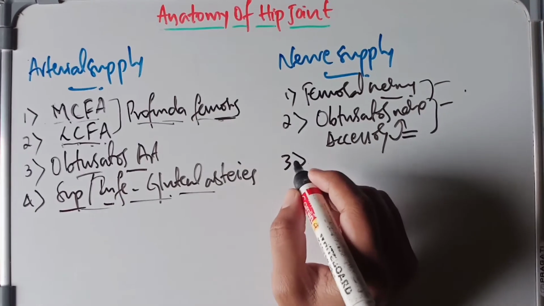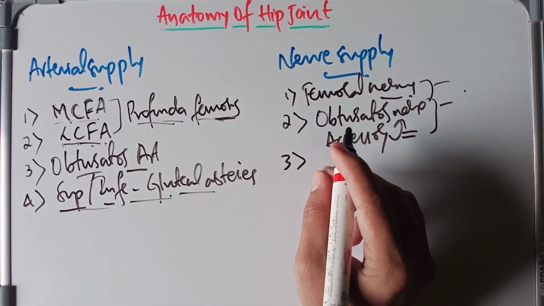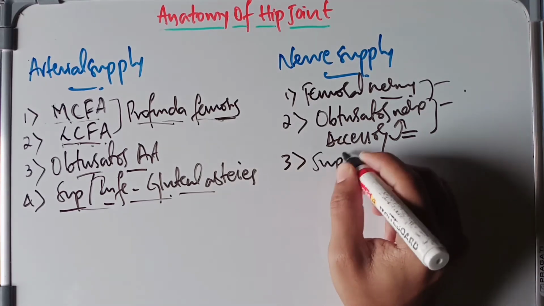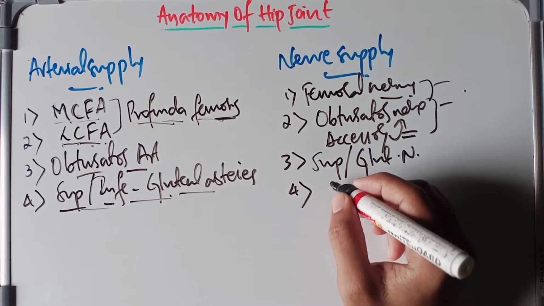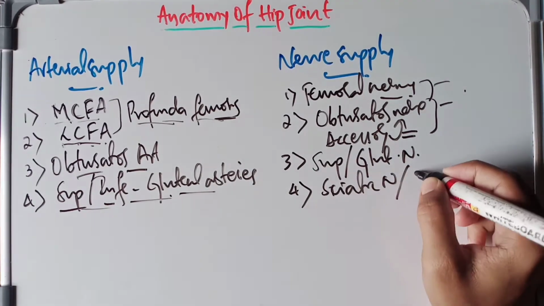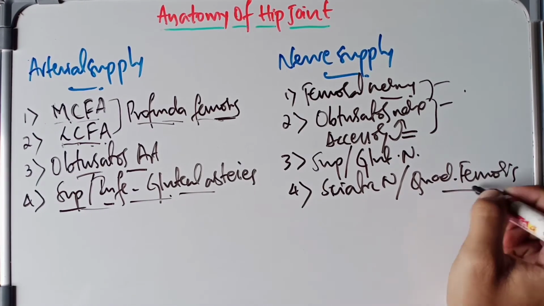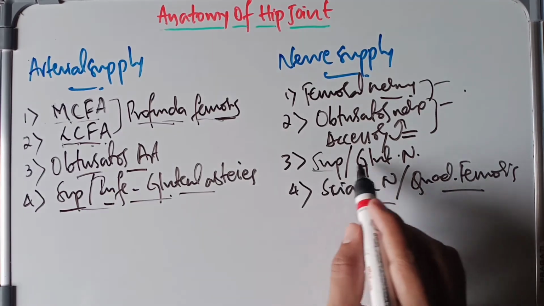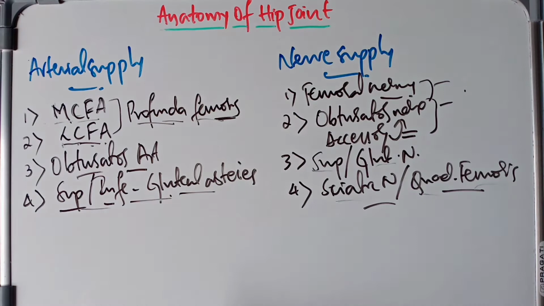We also have branches from the nerve to quadratus femoris, the superior gluteal nerve, as well as the sciatic nerve. The branches from the superior gluteal nerve, the sciatic nerve, and the nerve to quadratus femoris all supply the hip joint. So this is about the nerve supply of the hip joint.